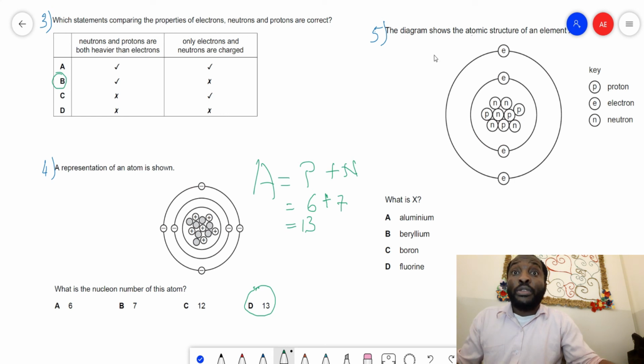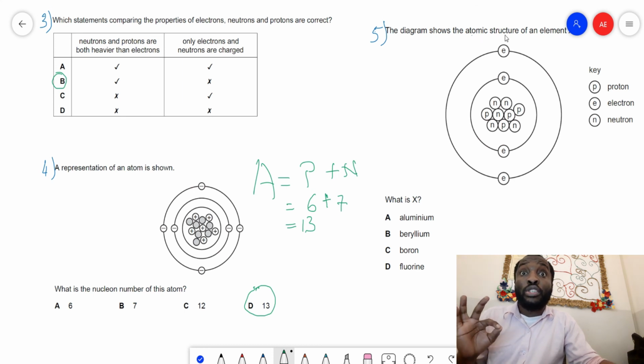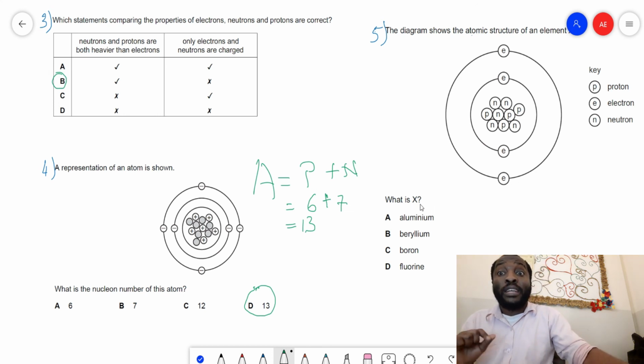The fifth question is for the high achievers, but I'll give you a clue. Now, the diagram shows the atomic structure of an element, X. What is X? So that tells us about identification. And what identifies an atom? Of course, the protons. So the number of protons will identify that atom. Now we just need to count the number of protons in this nucleus, which is 1, 2, 3, 4. So we have 4 protons.